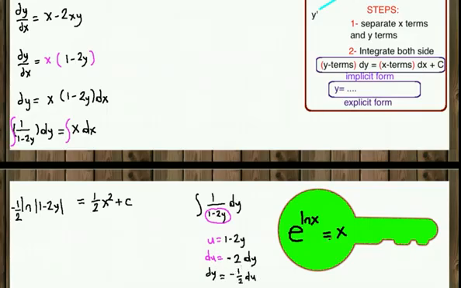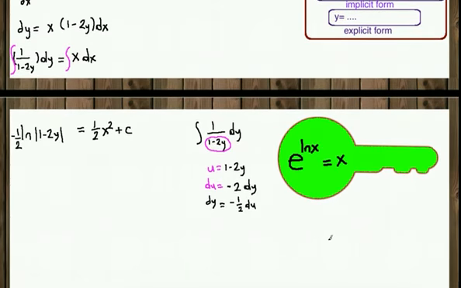Now let's write everything in terms of u. So it's going to be integral of 1 over u, since 1 minus 2y is our u. Instead of dy, we're going to write negative 1/2 du. You can pull negative 1/2 to the front and keep du here. Integral of 1 over u is ln of u. And we have negative 1/2 in front, ln of u plus c. We don't need c here because it's on the y term side.